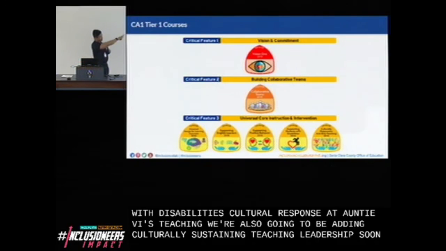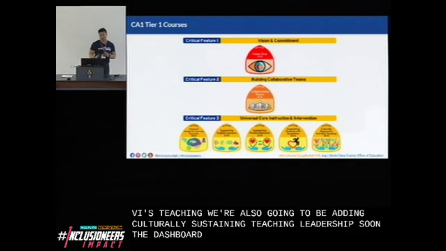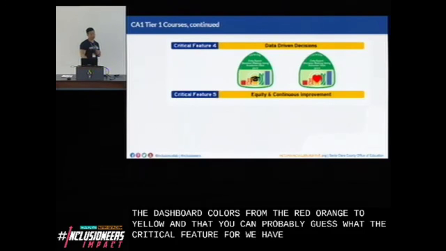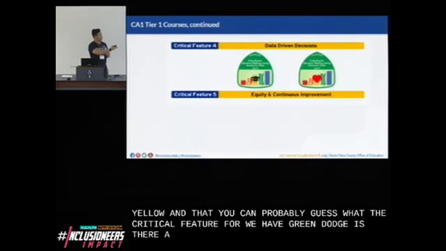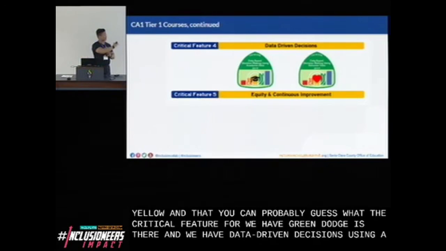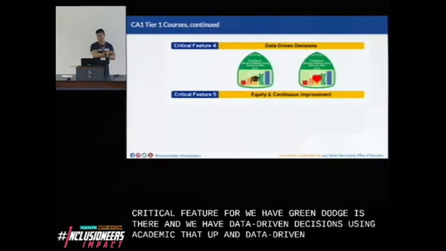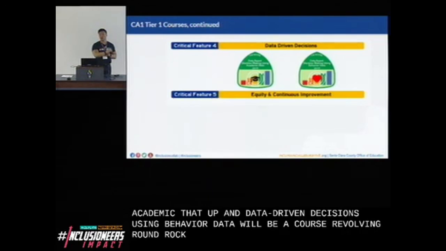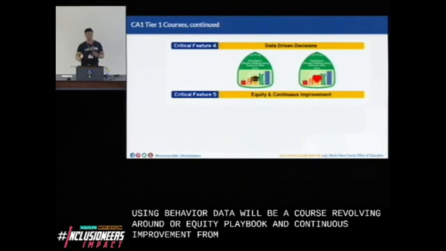And as you see, we're taking the dashboard colors, going from the red, orange to yellow. And then you can probably guess what critical feature 4, we have green badges there. And we have data-driven decisions using academic data and data-driven decisions using behavior data. Critical feature 5 will be a course revolving around our equity playbook and continuous improvement from there.